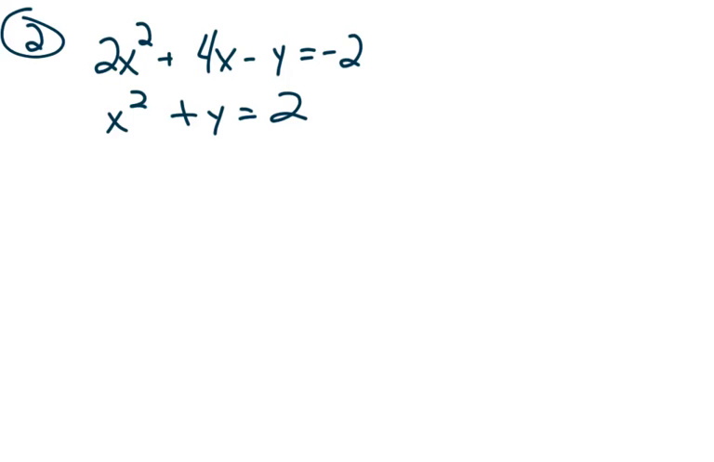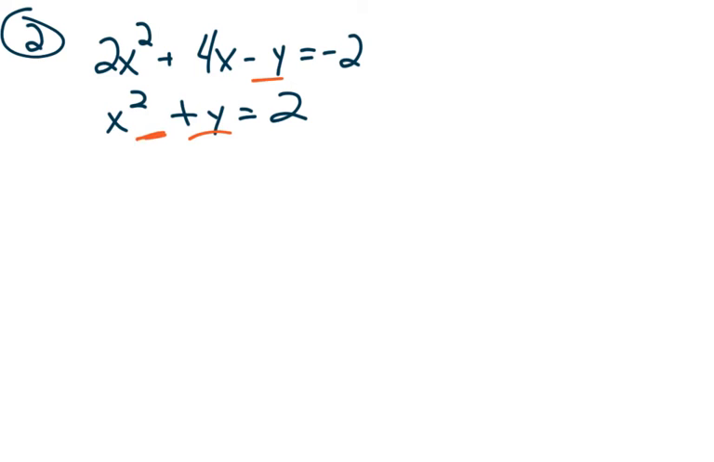Okay, let's try another one here. Number 2, 2x squared plus 4x minus y is equal to negative 2. X squared plus y is equal to positive 2. We do not need to do any multiplying because the y values are already the same again, and that's a good thing. We usually want to get rid of y because we can do things with x and x squared. Y is kind of just getting in the way.